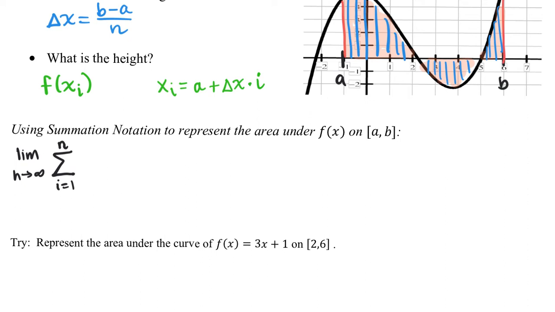The area is going to be the base times the height. So from above, one way to represent that is the base, delta x, times the height of my rectangle, which we could represent as f of x sub i.